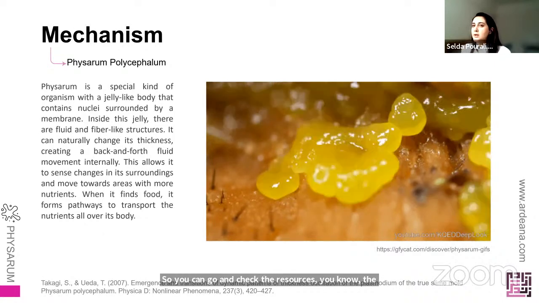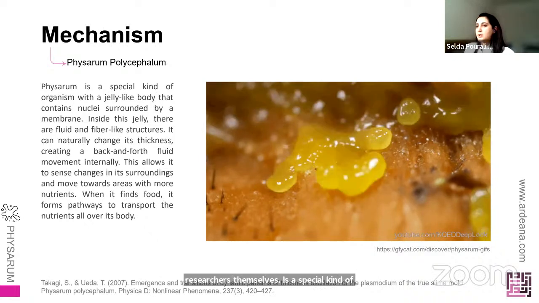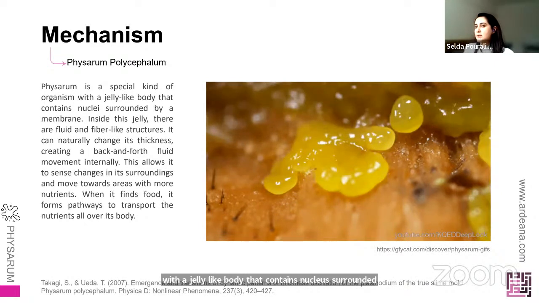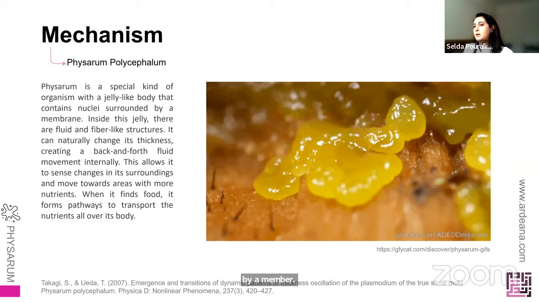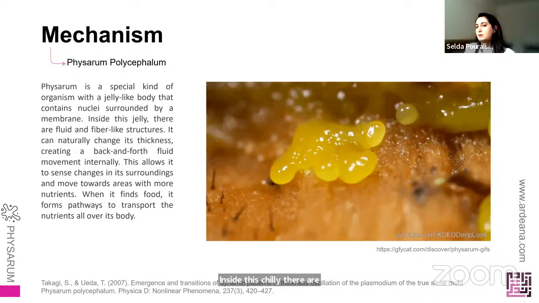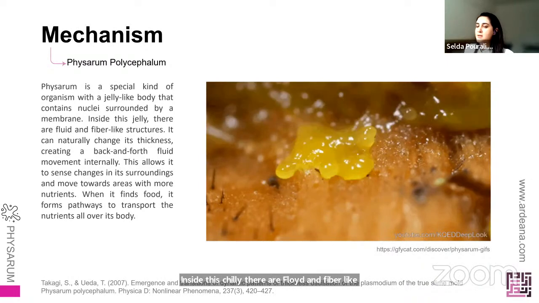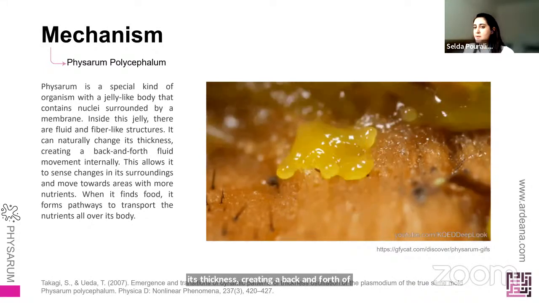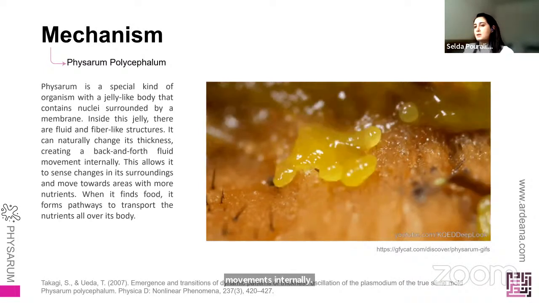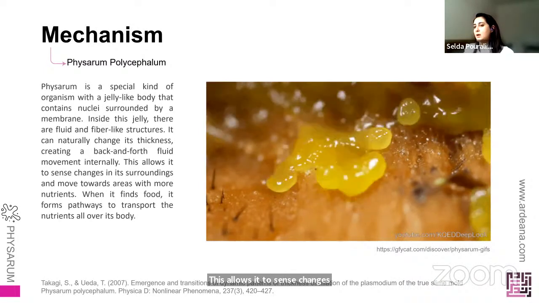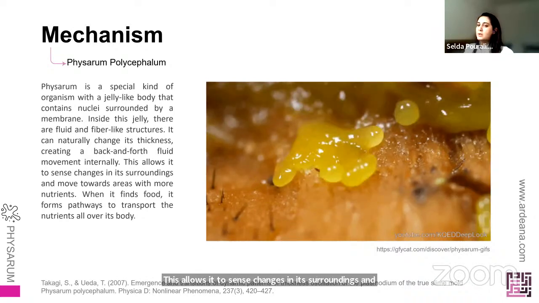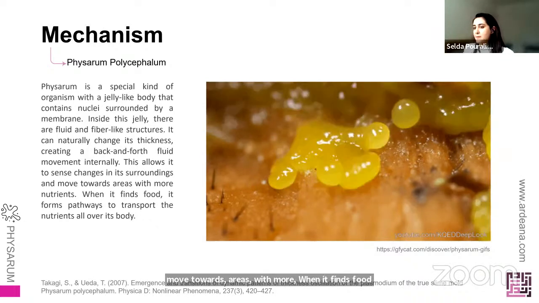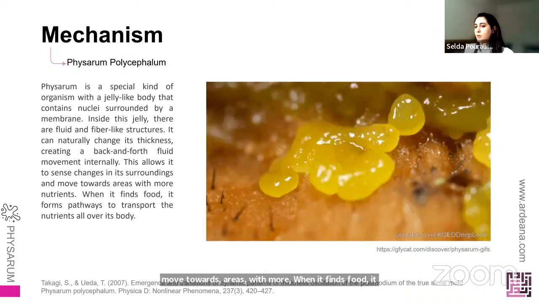Physarum is a special kind of organism with a jelly-like body that contains nuclei surrounded by a membrane. Inside this jelly, there are fluid and fiber-like structures. It can naturally change its thickness, creating a back and forth fluid movement internally. This allows it to sense changes in its surroundings and move towards areas with more nutrients. When it finds food, it forms pathways to transport the nutrients all over its body.